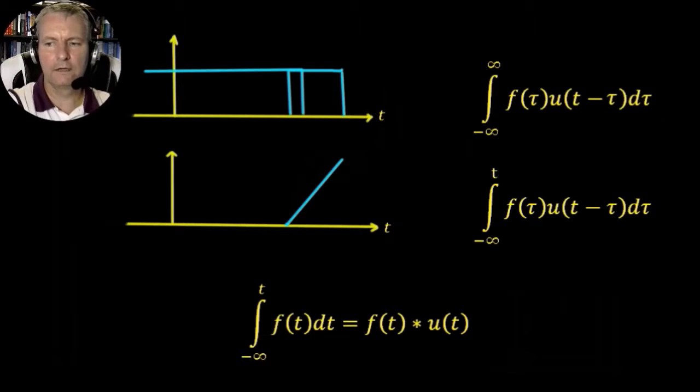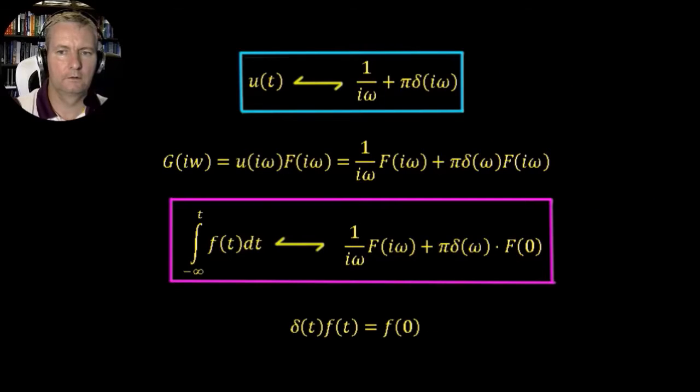Now if we do that, then we're able to say that the integral from minus infinity to t of f of t dt is our f of t convolved with u of t. So that's a little heuristic argument that if we convolve a function with the unit step, it's equivalent to integrating the function. So if we take our function of time and convolve it with the unit step, we get our integration.